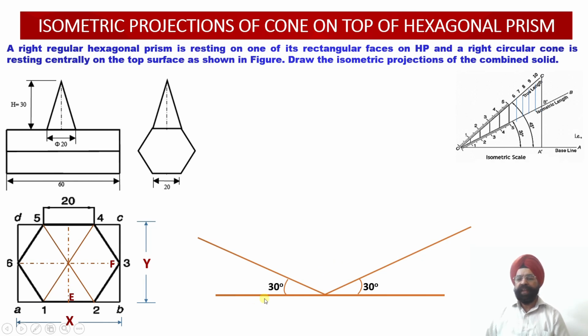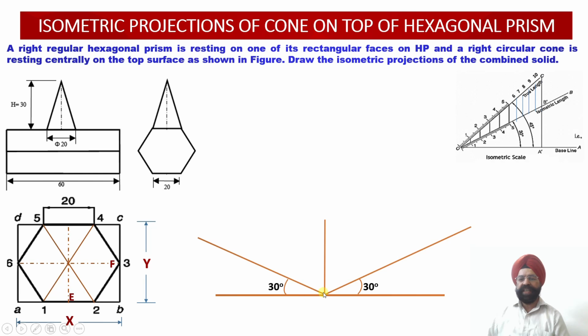So here we have the datum line or the ground line. This is our starting point. This is our x-axis drawn at an angle of 30 degrees. The z-axis has also been drawn at an angle of 30 degrees. Now this is our y-axis, which is going to contain the height of this hexagonal prism, that is, this distance will be drawn along the y-axis.